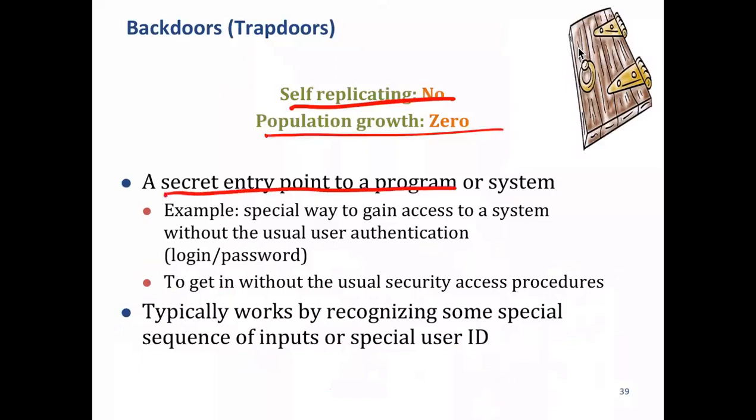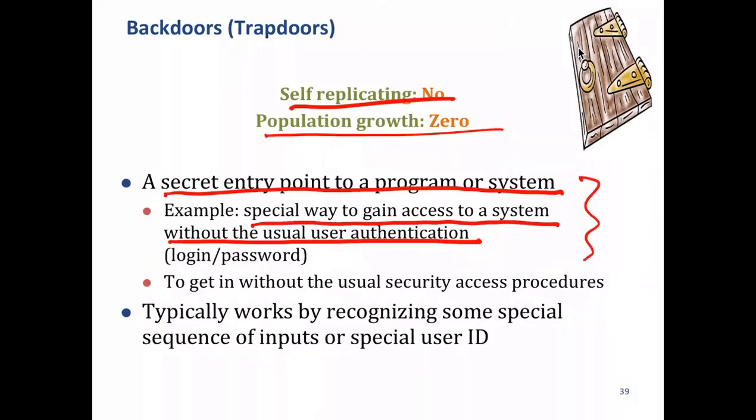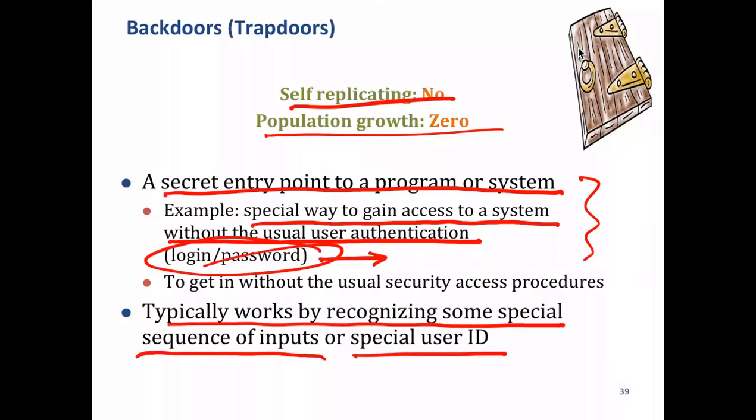A secret entry point in a program or system is a special way to gain access to the system without the usual user authentication. So without having a user ID and password, which is legal and authentic through authentication, one can get into the system. It typically works by recognizing some special sequence of inputs or a special user ID.